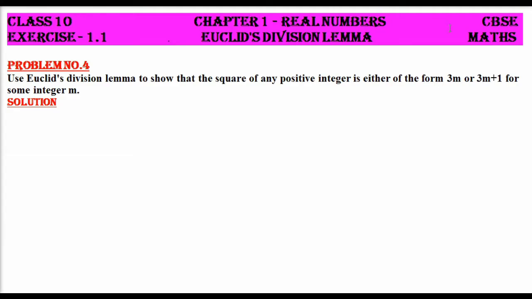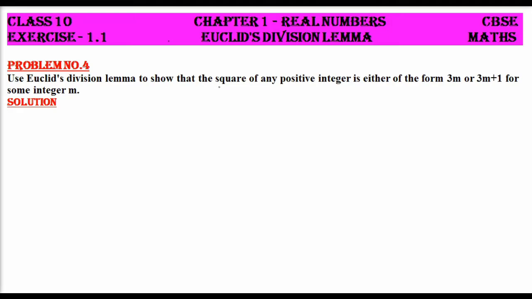Class 10 CBSE Maths Chapter 1 Real Numbers Exercise 1.1 Problem number 4. Use Euclid's division lemma to show that the square of any positive integer is of the form 3m or 3m plus 1 for some integer m.